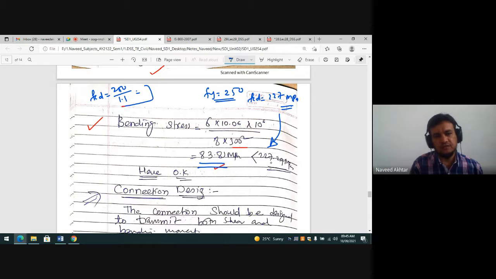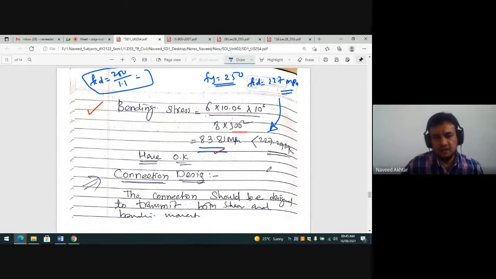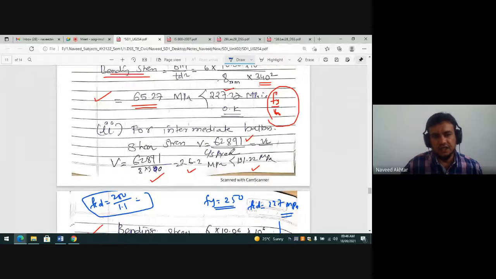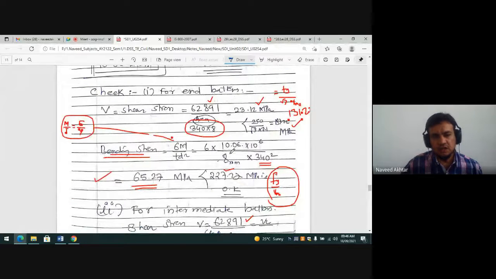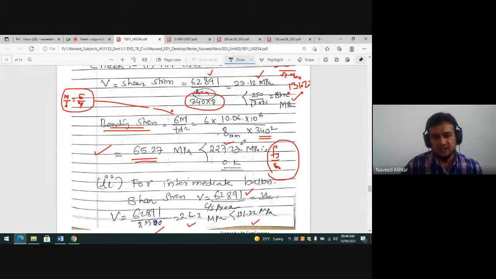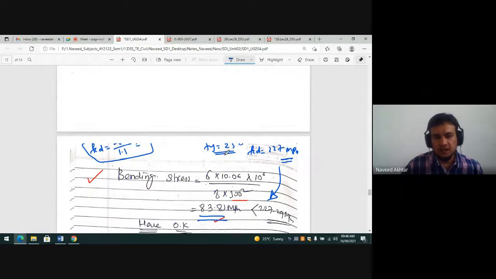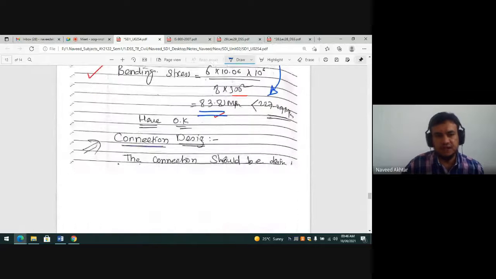So it is not less than 227. Hence, with this value, the bending stress in the intermediate pattern and end pattern is less than 227, it means that your selected section is okay.